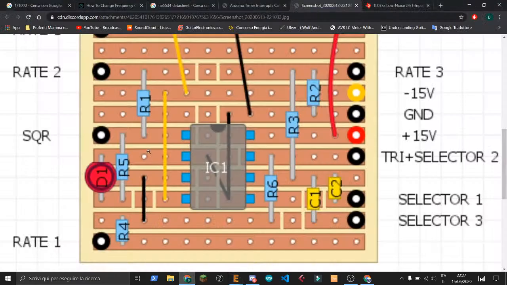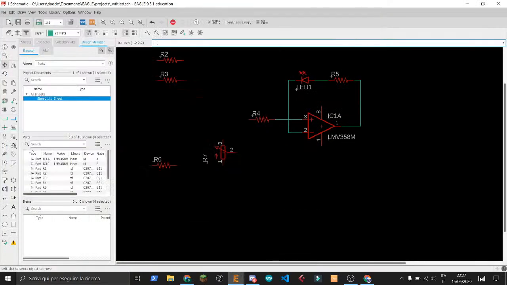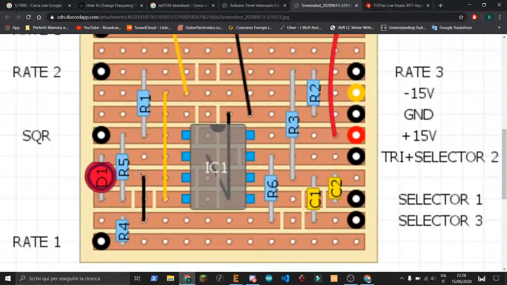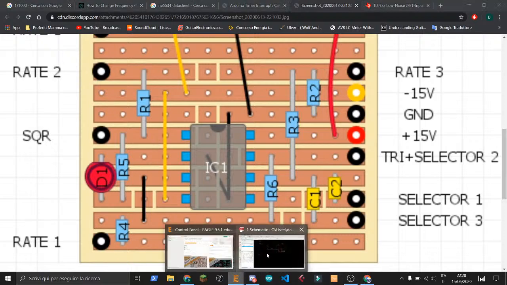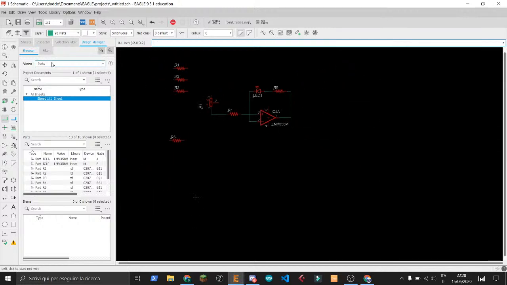Okay, so let me finish the schematic. R4 is connected to in plus and it's connected to rate 1. R4, rate 1. Rate 2 is connected to R1 and is connected to the output here. So R1 is connected to the output.